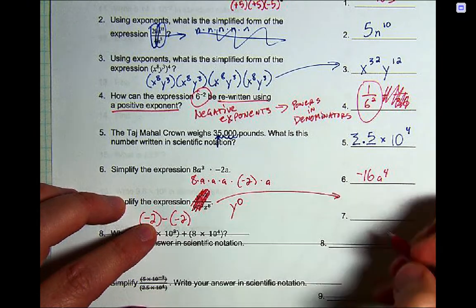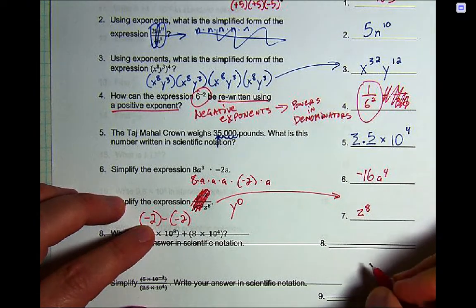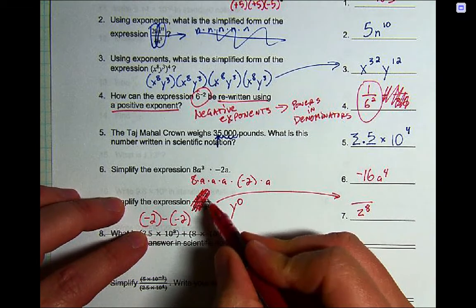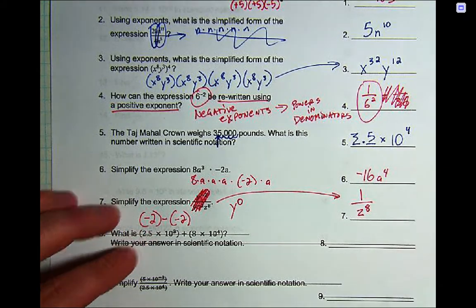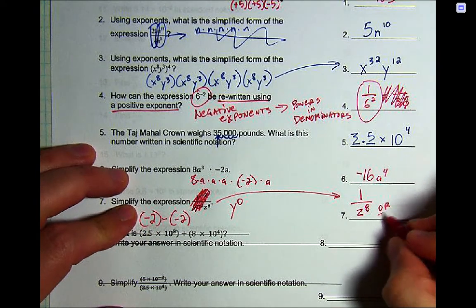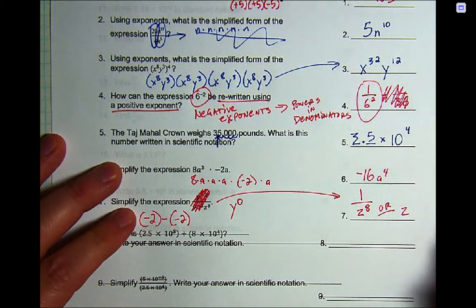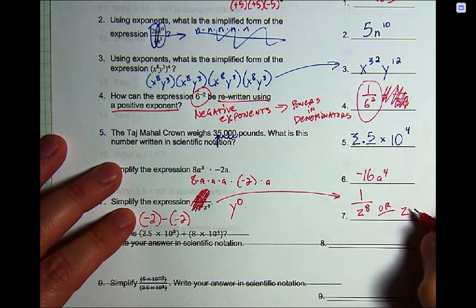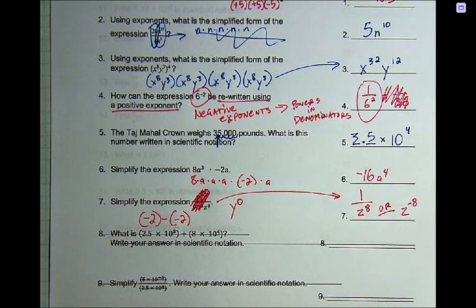Well, we've got z to the 8th, but where is the z to the 8th? It's in the denominator. What do we put in the numerator? We put that placeholder of 1. What else could we have done to write this? We could have called that z to the what? If it's 8 in the denominator, we could call it z to the negative 8. Either one of those answers would be acceptable for this problem.